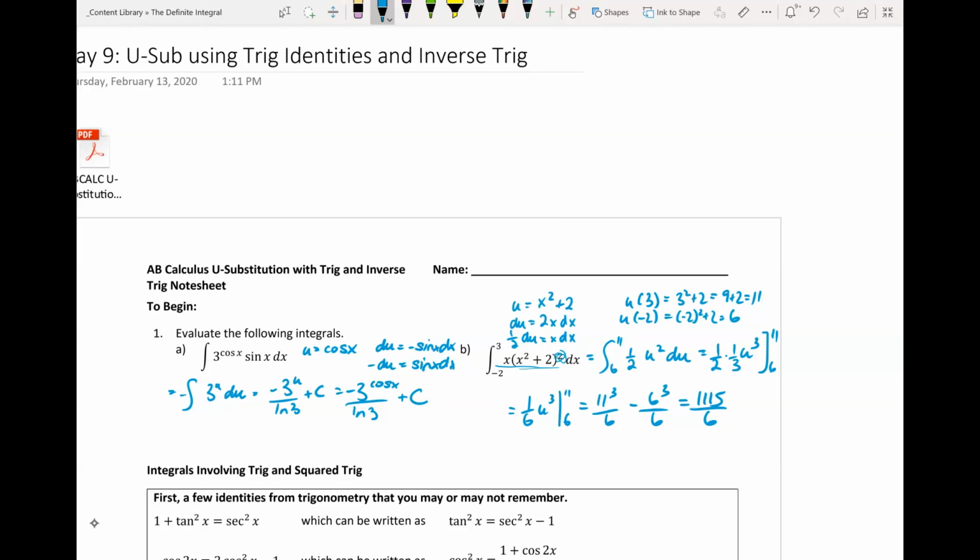Okay, now I just pulled the half to the front and integrated u squared, which is a third u to the power 3 by reversing our power rule. Then I simplified the coefficients to get 1 over 6 and then evaluated it. Plugged in 11 into u cubed and also 6 into u cubed and subtracted them.